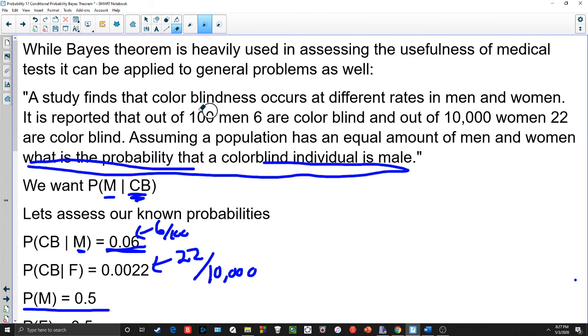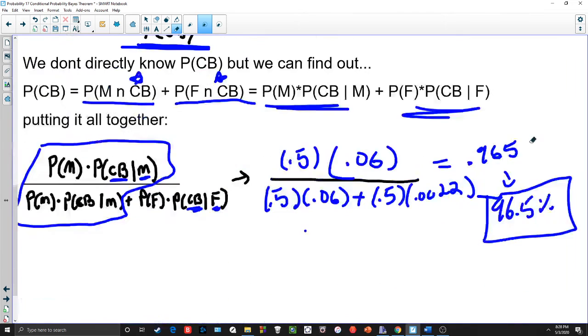And again, by a factor of a lot. We have out of every 100, there's 6, and out of every 10,000, there's 22. So we have a 100 times increase in the number of people, and not nearly 100 times increase in the number of colorblind people in that group. So that's why this is such a drastic chance here, because my group of colorblind people is going to be so heavily skewed towards the male end of the spectrum that I'm going to be very likely to pick a male from that group of colorblind individuals.